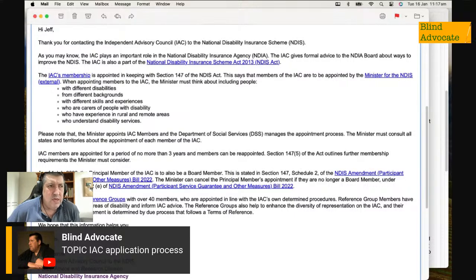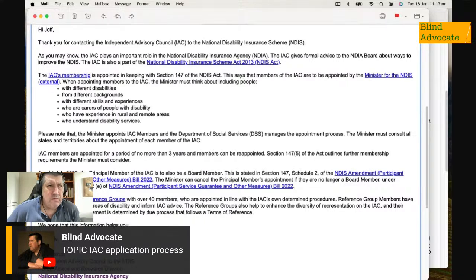But where I have an issue is that it's not an independent advisory committee. If it's appointed, it can't be, whether it's Bill Shorten or the previous government. It can't be independent. My view, it should be elected by the participants of the NDIA. That would be independent, and that would be a fair representation. If it's appointed, it's not a fair representation, in my opinion, and I will be writing to the minister about that.